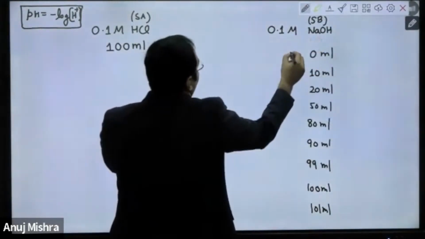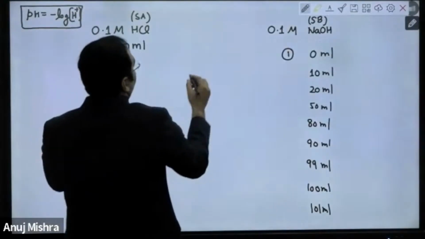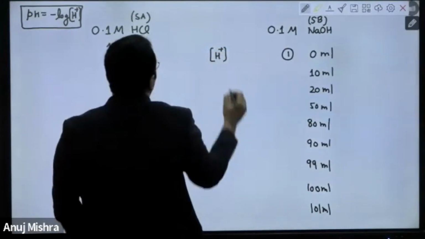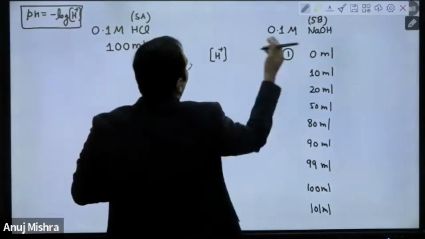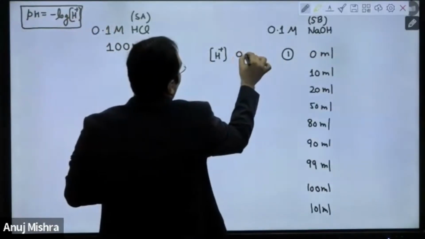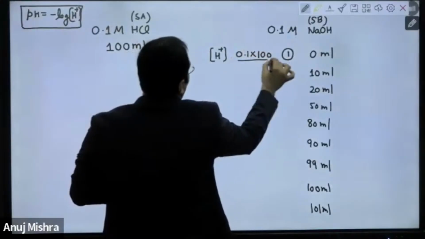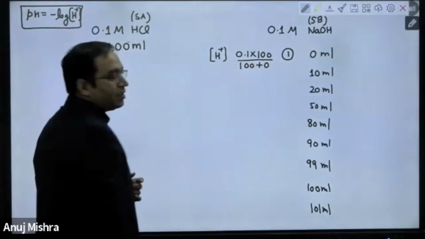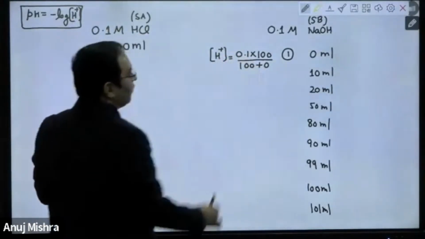So let's solve case number 1 first. Case number 1. What will be the H plus concentration in the solution? Everybody, how much is the H plus concentration? You will say 0.1 molar HCl, 100 ml is given. You are adding 0 ml. So what's my answer? 0.1 into 100 divided by 100 plus 0. That is still 100. So can I say the answer is 0.1 only? How many of you understood that I could have written 0.1 directly?